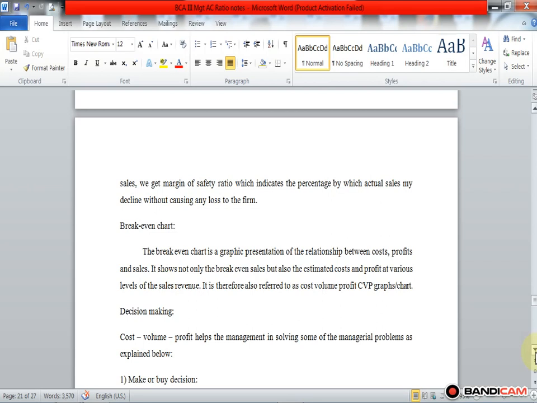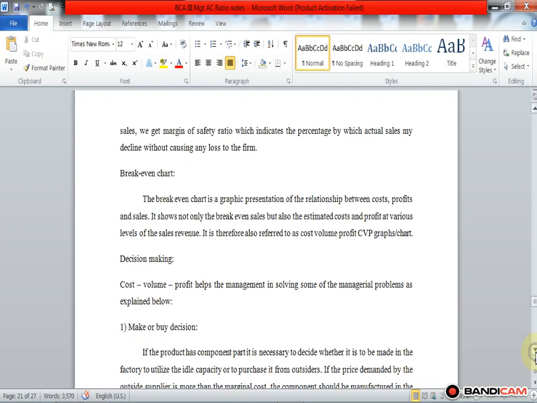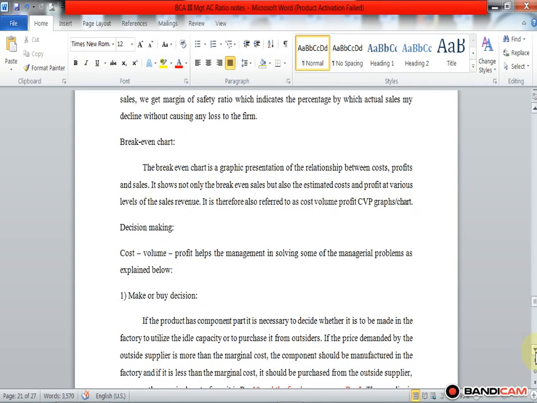It is useful for the organization to show the estimated cost and profit at various stages of the sales revenue. Decision making: here, cost, volume, profit helps the management, assists the management in solving some managerial problems. Okay, and those managerial problems are discussed here.